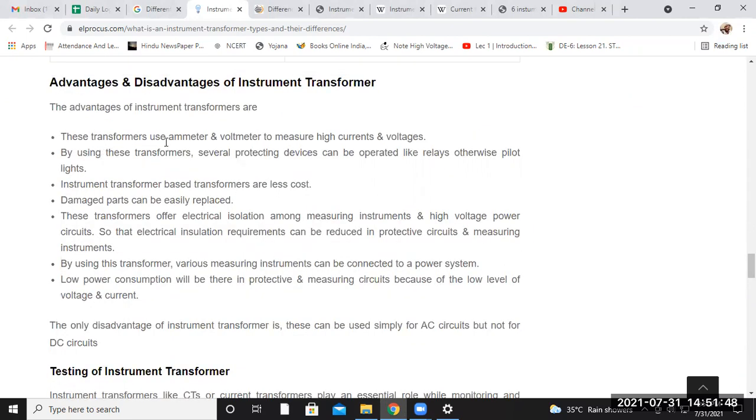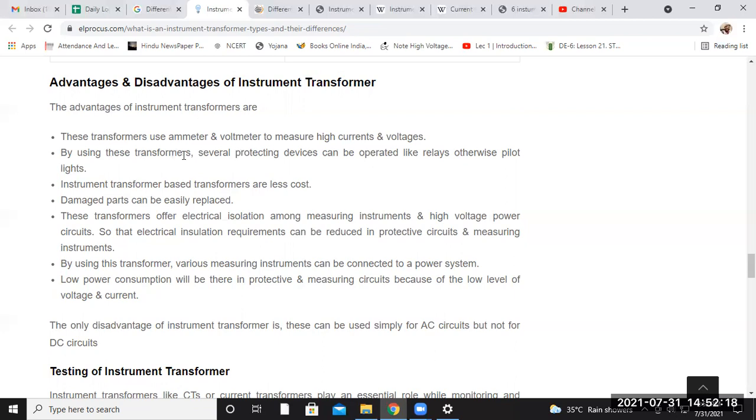First one, these transformers let an ammeter and voltmeter measure a high value of current and voltage. That means we already know that these are the two measuring devices which can measure voltage and current. That's why we use the ammeter and voltmeter here to measure the higher value of voltage and current by converting that high voltage and current into a smaller value.